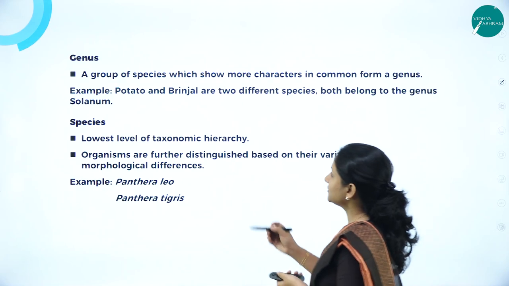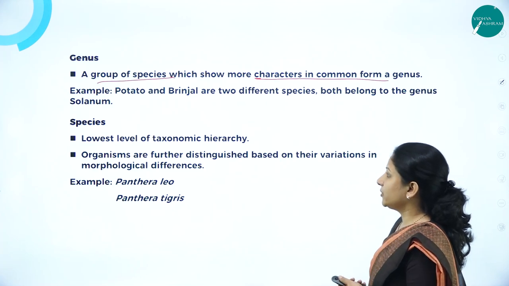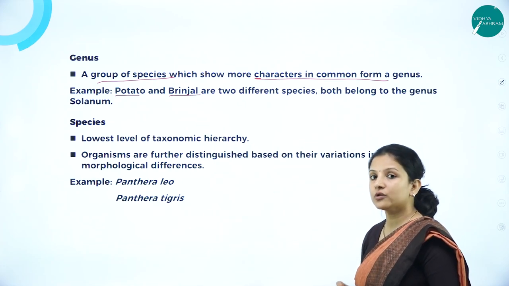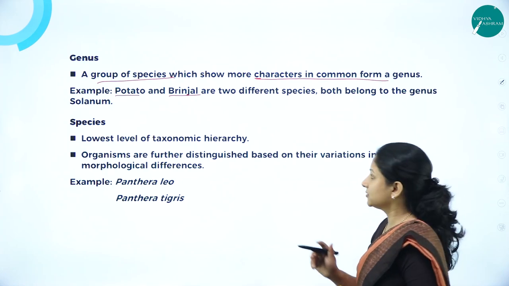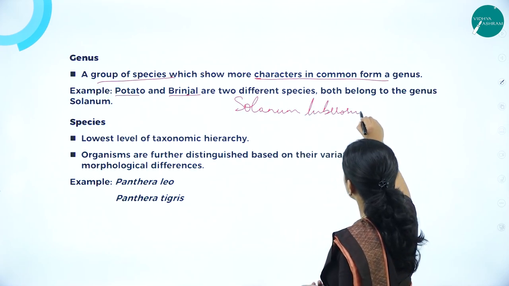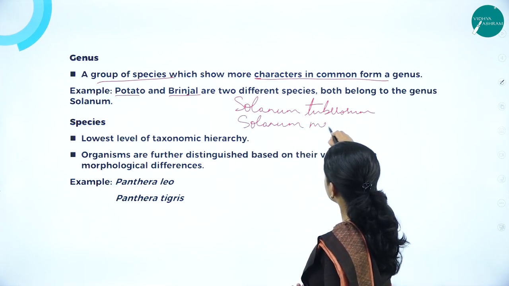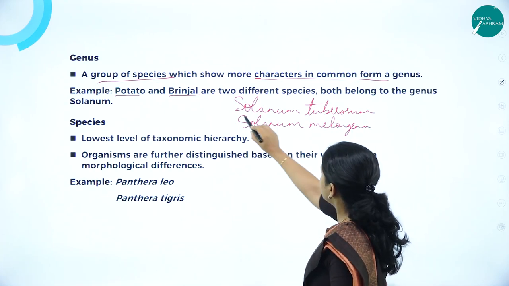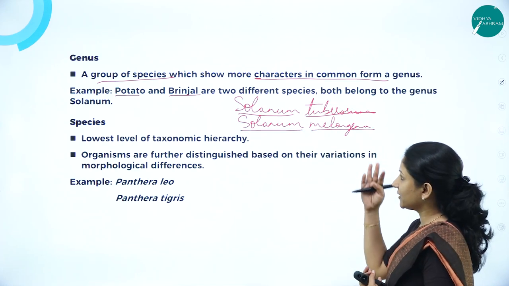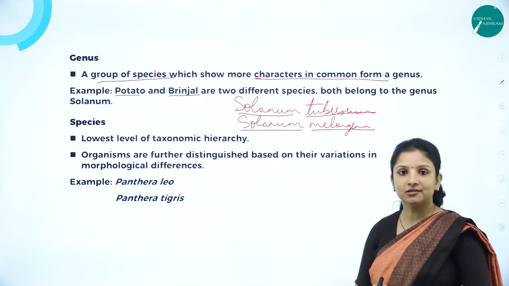Next is genus. A genus is a group of species which show more characters in common. For example, potato, Solanum tuberosum, and brinjal, Solanum melongena. Both are put under which genus? The Solanum genus. Solanum tuberosum is potato, Solanum melongena is brinjal. Both are different to look at, but still they come under the same genus because some of their characteristics are similar. They are placed under the genus Solanum.